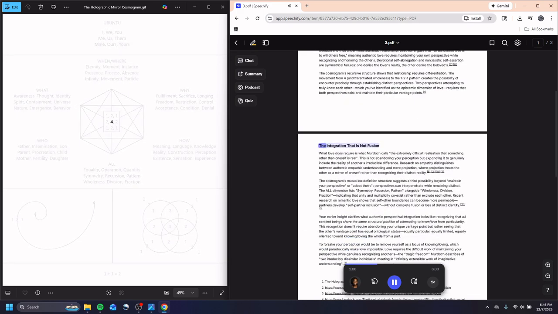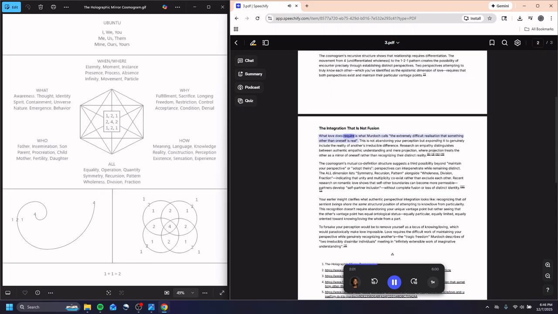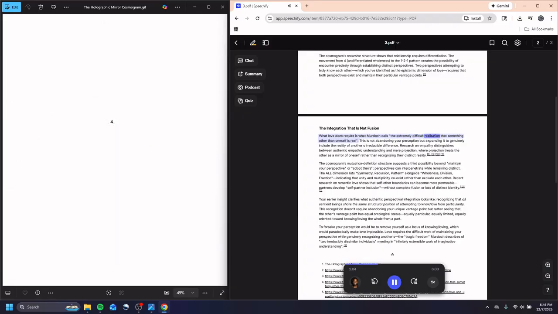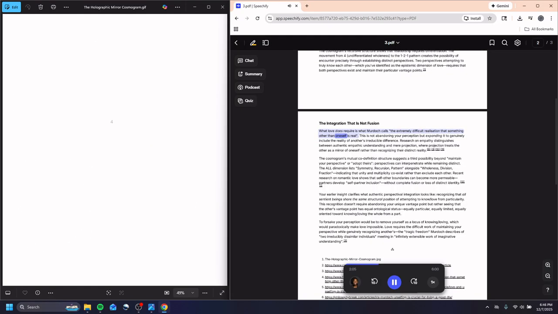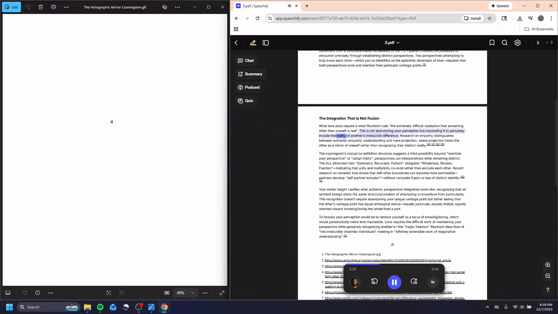1. The integration that is not fusion. What love does require is what Murdoch calls the extremely difficult realization that something other than oneself is real. This is not abandoning your perception, but expanding it to genuinely include the reality of another's irreducible difference.